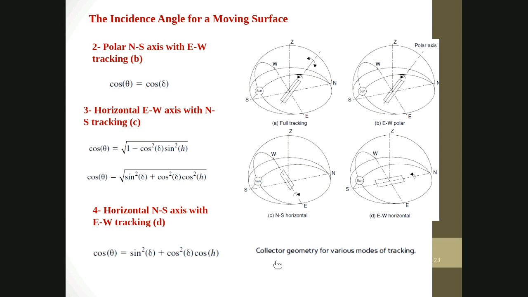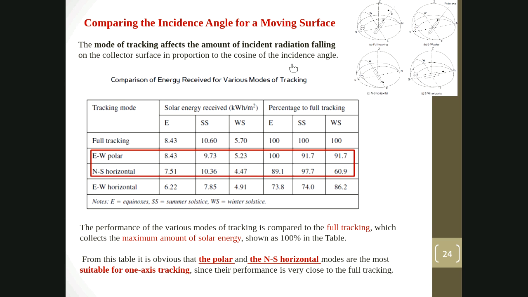And here I have a comparison between the outputs. I know that the full tracking is the maximum, so for equinox, for summer, for winter it is the maximum. Then I will compare the other positions: the polar, the horizontal or east-west tracking, and north-south tracking. We find that the full is the maximum. Comparing to full, the other one is the polar tracking. In this case, as we said, I have maximum at equinox, and in summer I have almost 91%, less than the full, and the winter also I have maximum.